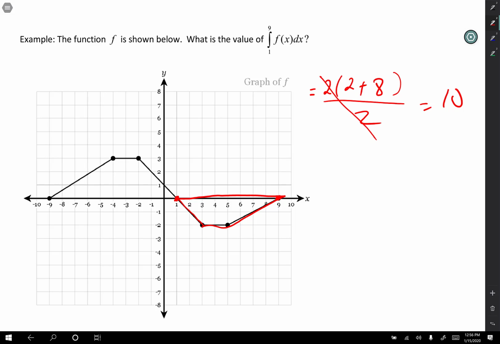Cool or not cool, guys? Wait, what is the original formula? Area of a trapezoid is height times base 1 plus base 2, divided by 2.